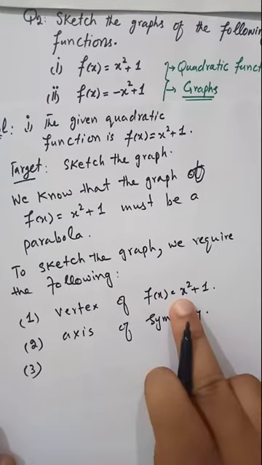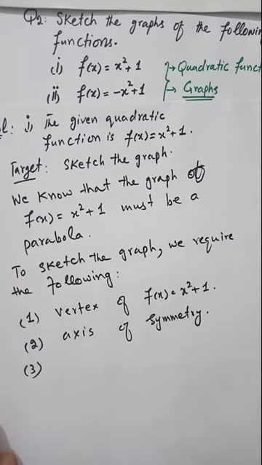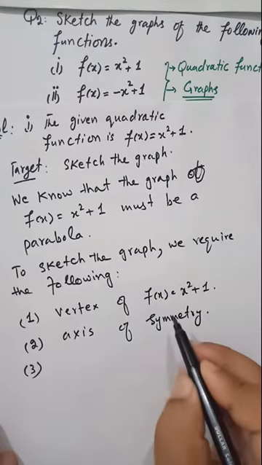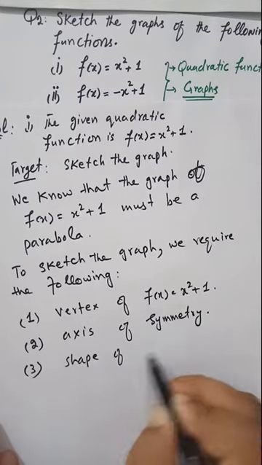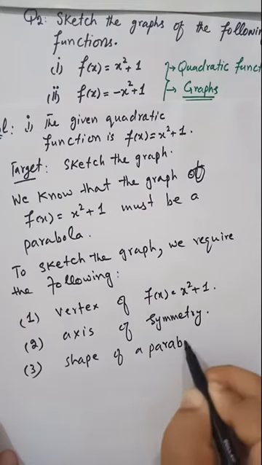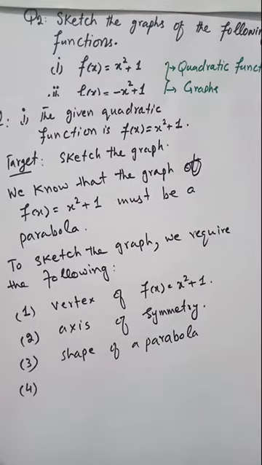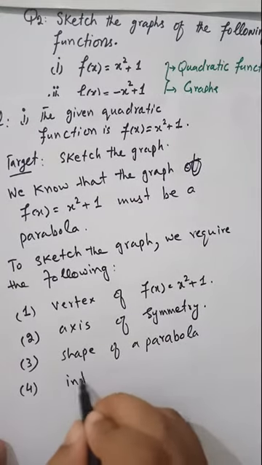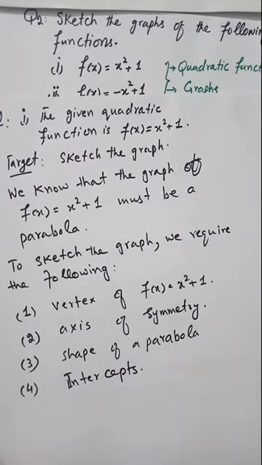In this case the value of a is 1. This is just for your understanding: in the third step we need the shape of the parabola, that is, whether the branches will open upward or downward. And the fourth one is we need the intercepts, that is, at which point the parabola passes through the x-axis and at which point it passes through the y-axis. So we also need intercepts.